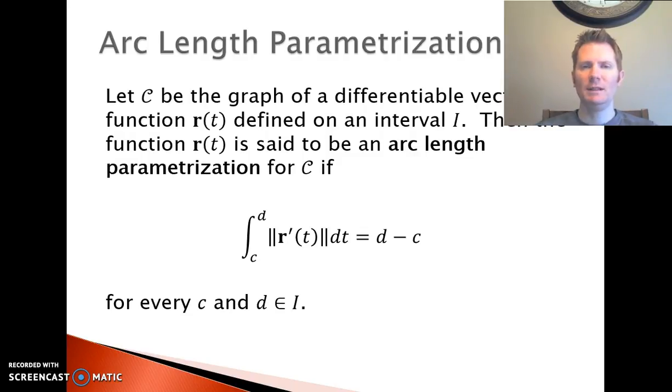If C is a graph of a differentiable vector function r of t defined on an interval I, then the function r of t is said to be an arc length parameterization for C if this is true. If the definite integral from c to d of the magnitude of r prime of t dt is simply d minus c for all c's and d's in that interval, then it's a particular type of parametrization. It's called an arc length parameterization. Remember, there are multiple types of parameterization. There are an infinite number of parameterizations for a given space curve. But if this is true, then the parameterization that we're looking at is known as an arc length parameterization.